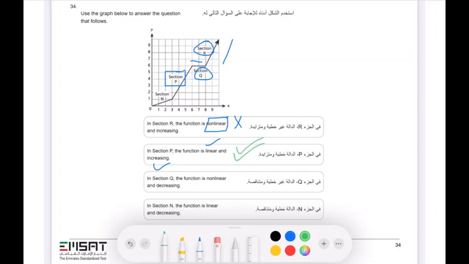But why is it not section Q and why is it not section N? Let's see the other answers. In section Q, the function is non-linear and decreasing. Now this is section Q. It is constant, but here it says decreasing, which is wrong. It's constant. It does not decrease and it is not increasing. So this is wrong. In section N, the function is linear and decreasing. So the function is linear, but it is not decreasing, it is increasing. It's going up, the y values are increasing. Therefore, this is wrong and this is correct.